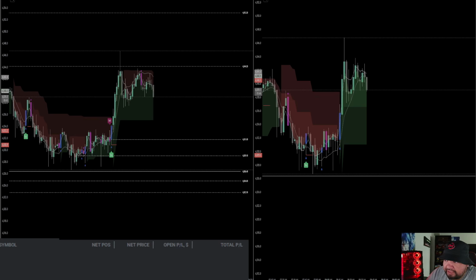Yeah, there it goes. It held that level. Held that level. Now it's retesting. Now really retesting the 39 again.